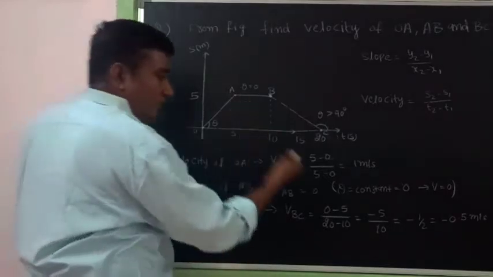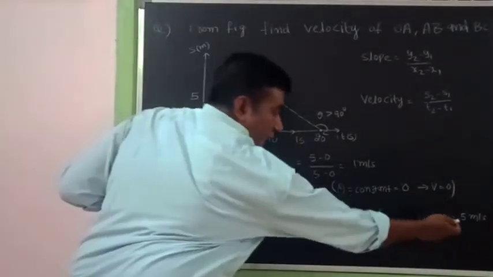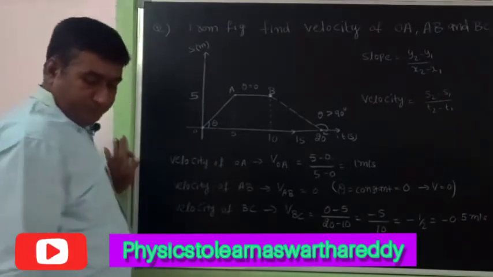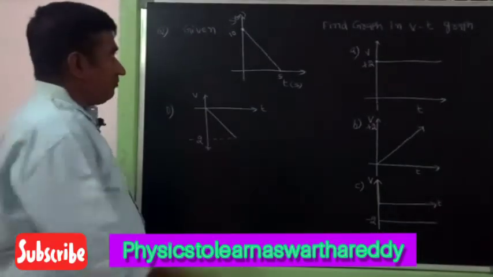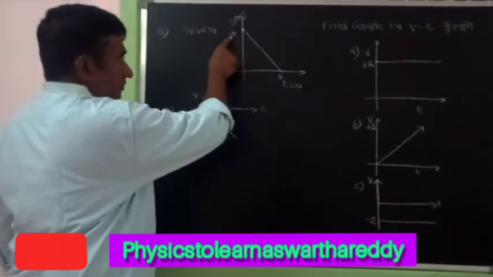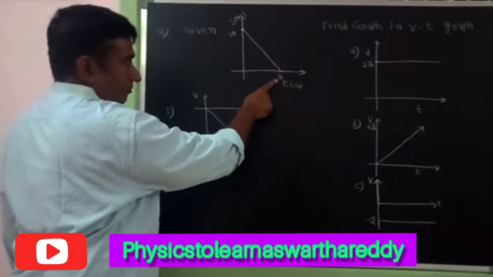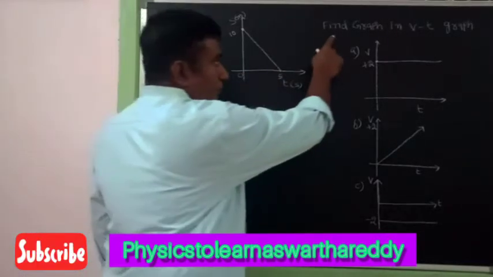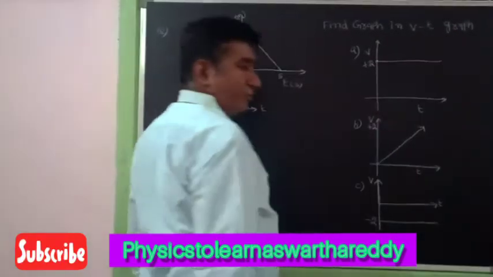Here slope is nothing but velocity. That's why you have obtained minus 0.5 meter per second. Okay, this is the next question. They have given a displacement-time graph, with displacement 10 and time from 0 to 5. What they are asking is to find the graph in velocity-time graph.